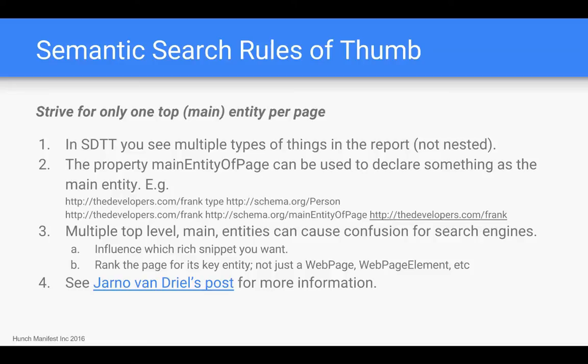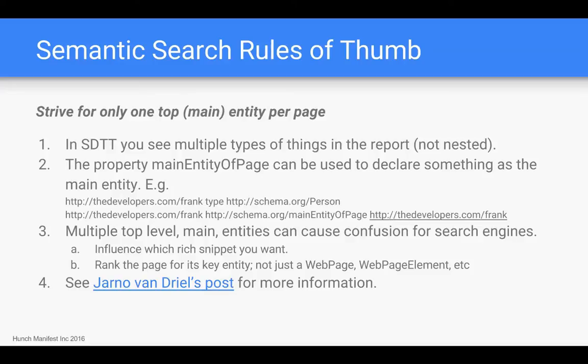The reason you want to do that is because this can confuse the search engines. Like, what is that web page all about? Is it about an article or is it about an organization? The property mainEntityOfPage can be used to declare something as the main entity. So if it makes sense to have a couple of these top-level entities on the page, you want to declare one of them as the main entity of that page. So you can use that property to declare something as the main entity.